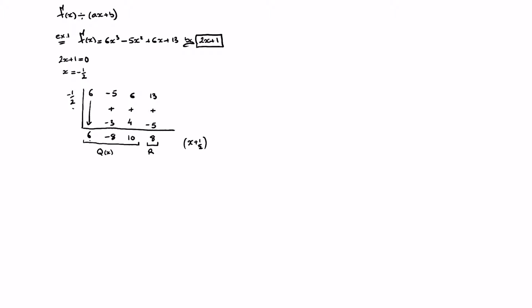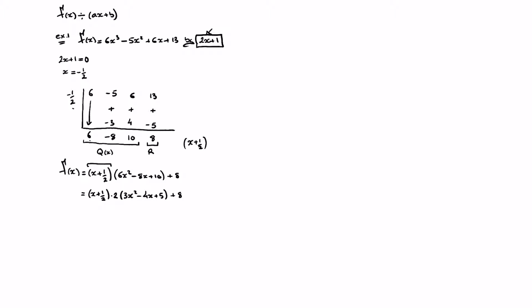So far we can write f of x equals x plus 1/2 times this quotient function. So that's 6x squared minus 8x plus 10, plus 8. And for us to change our x plus 1/2 to 2x plus 1, we need a factor of 2, and we'll take that 2 outside of the second parentheses. We do it like so. That's x plus 1/2 times 2 times 3x squared minus 4x plus 5, plus our remainder 8.